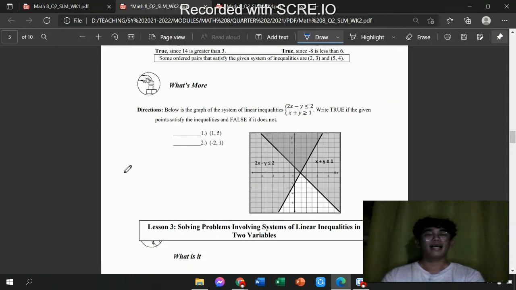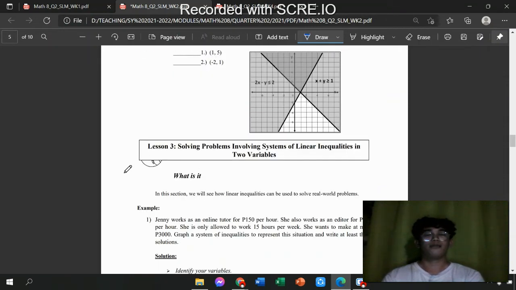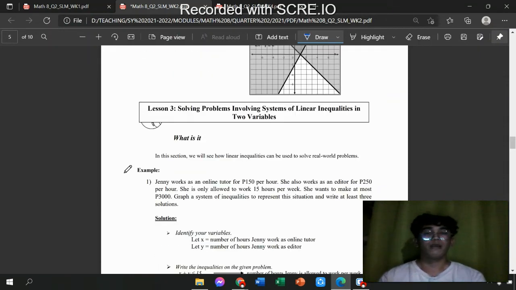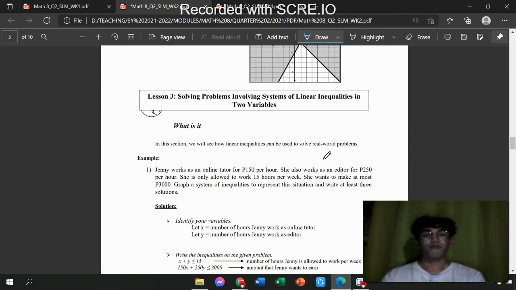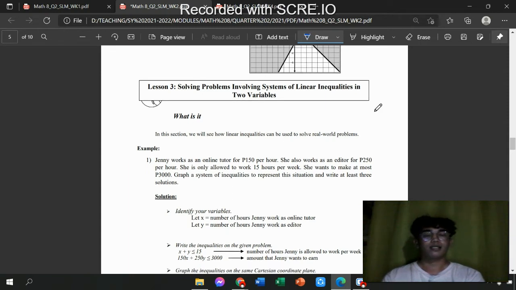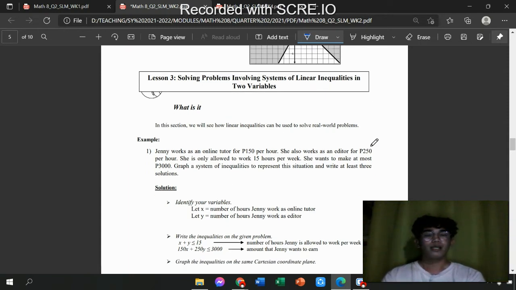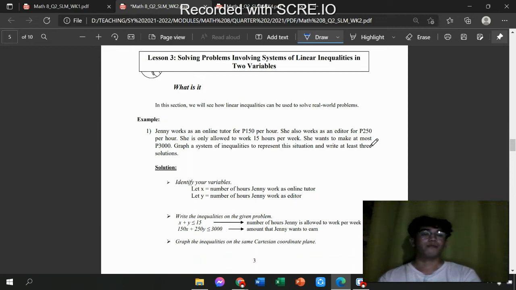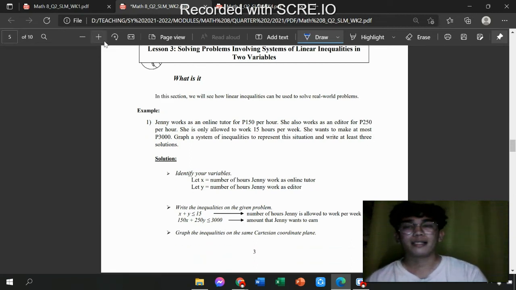Let's go to the last lesson for this module, lesson 3, solving problems involving systems of linear inequalities in two variables. So problem solving gihapon. We will see how linear inequalities can be used to solve real world problems. So we have here an example.